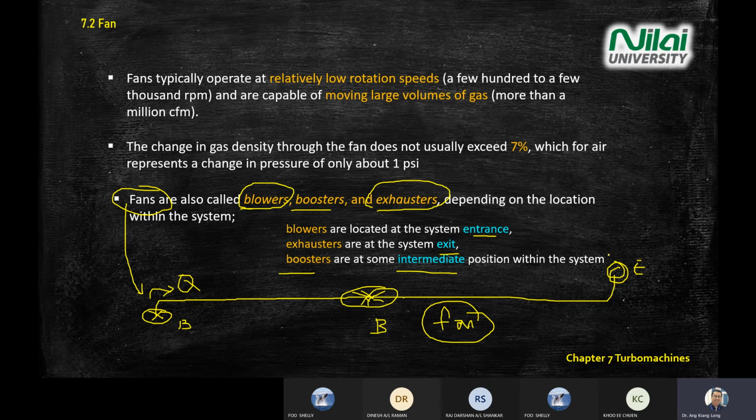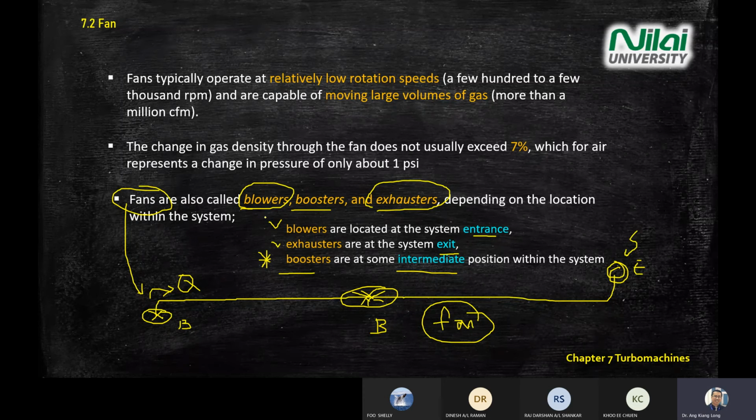If in the technical log it mentioned booster is damaged, you just need to check at the middle. So quite troublesome, especially when it becomes a booster damage scenario, because inside the factory you have a lot of boosters. So you need to check one by one. However, when it comes to either blower or exhaustor, then it's a much simpler case. You just go to the entrance for blower or the exit for exhaustor to exchange the fan over there.